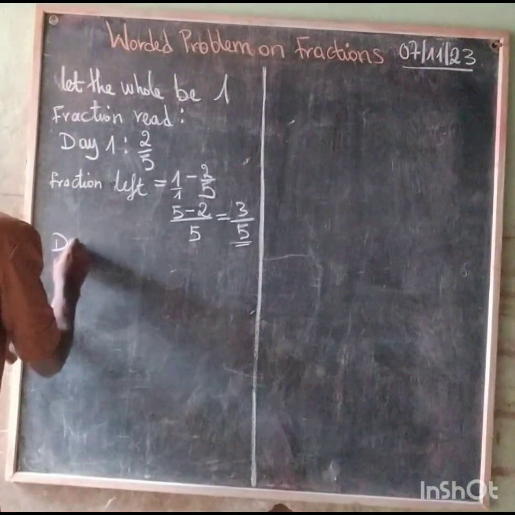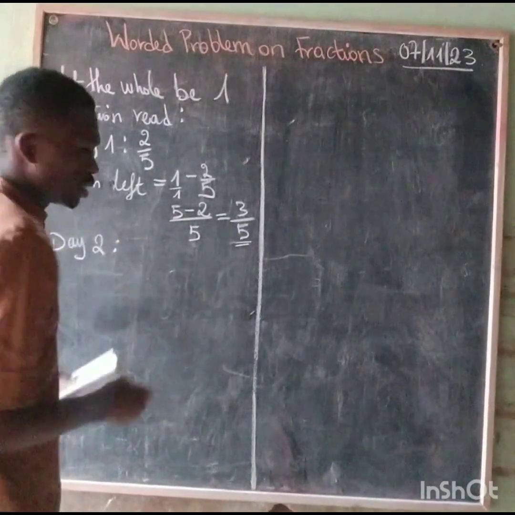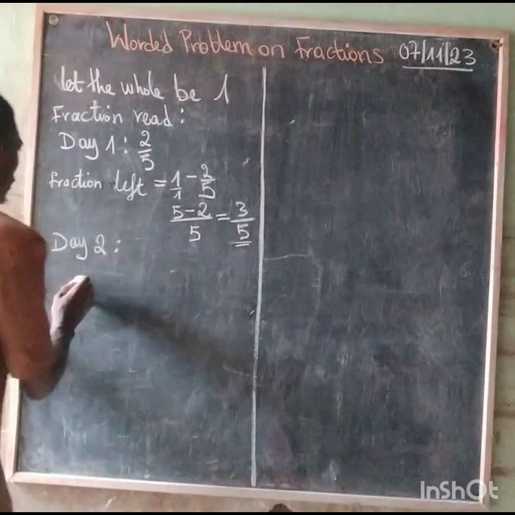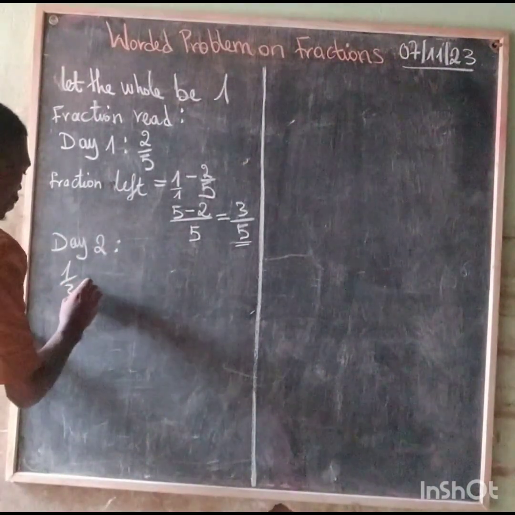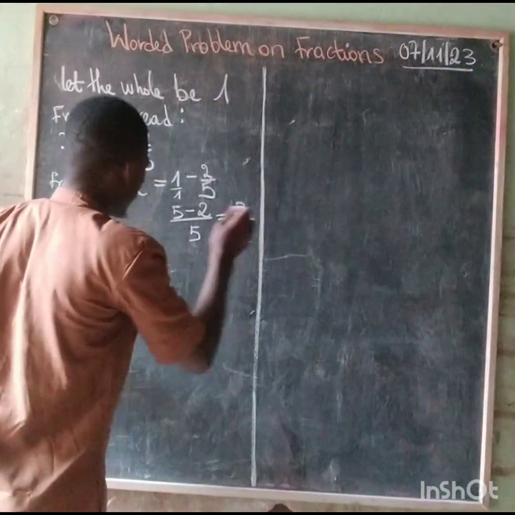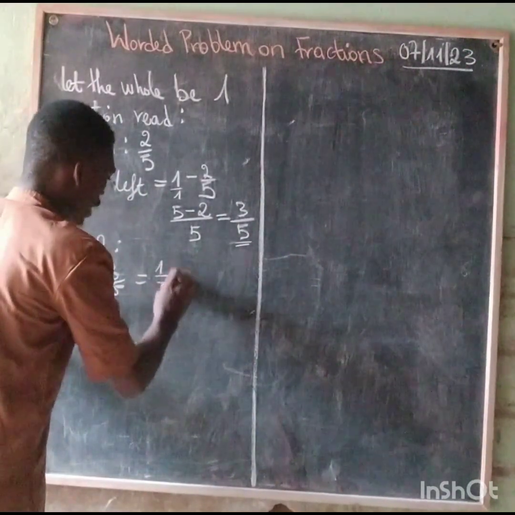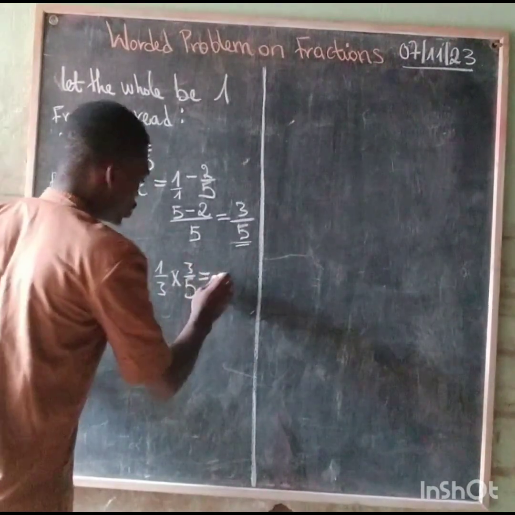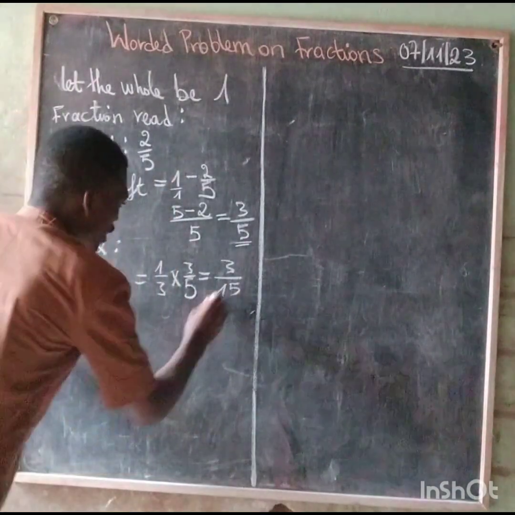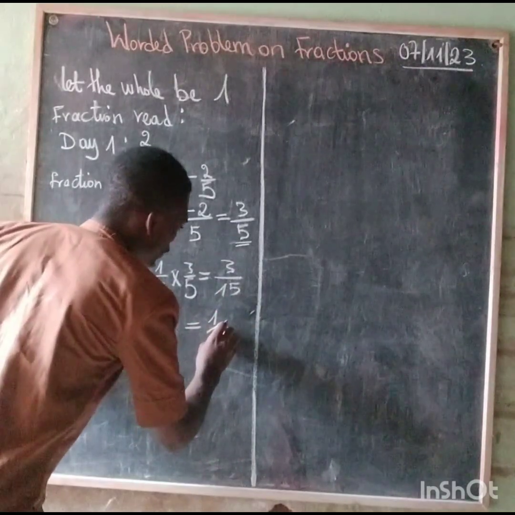Now, what happens on day 2? On day 2, he now reads 1/3 of the remainder. He reads 1/3 of the remaining pages. Read 1/3 of 3/5, which is 1/3 times 3/5. This should give us 3 on 15. 3/15 is the same as, we can simplify by 3, it will be the same as 1/5.